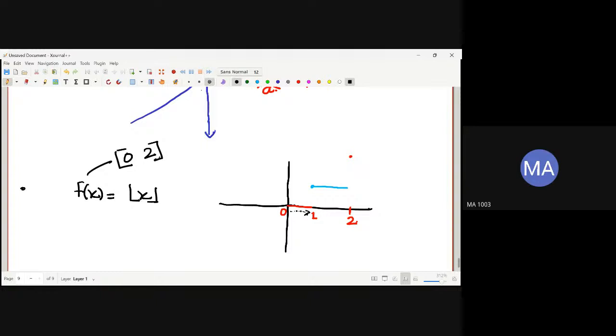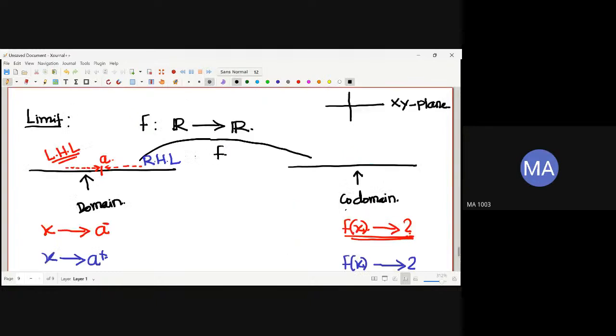As I already said, in the real case, why are we checking left hand limit and right hand limit? Because we have only two directions. When my domain is real, I have only two directions through which I can come to a. Either I come from the left hand side of a, or from the right hand side of a. So I only have to check the left hand limit and right hand limit. But this is not true if I change my domain. If I consider a function from R2 to R, I cannot apply the same approach.